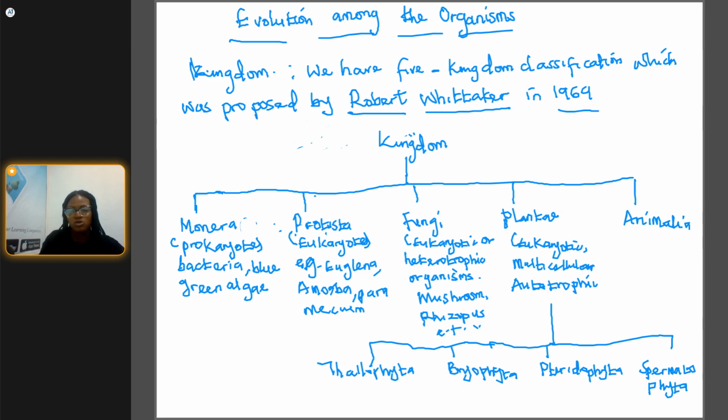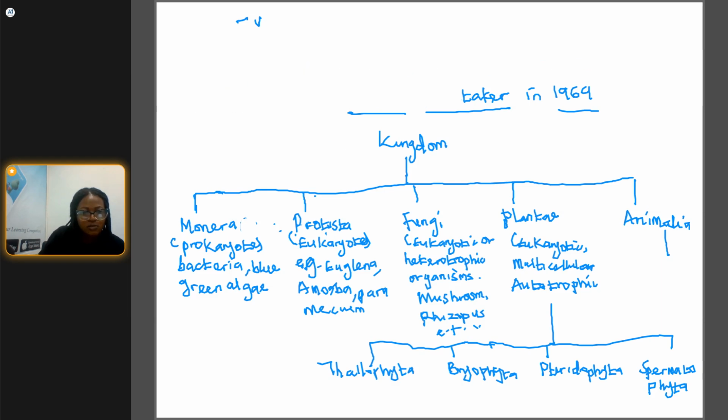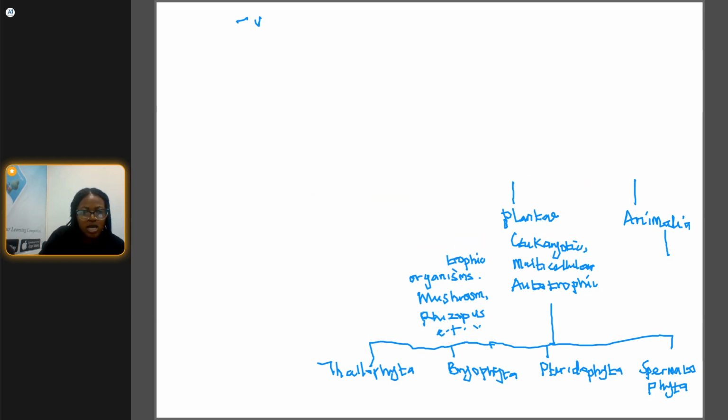Now, we also have some classes under Animalia. So I am going to draw the table under Animalia. It should be under this, but because of the space, I'm going to draw it separately. Please pay attention. I'm going to wipe off the board now. So we have the Animalia. Don't forget, that's the last group or last kingdom.